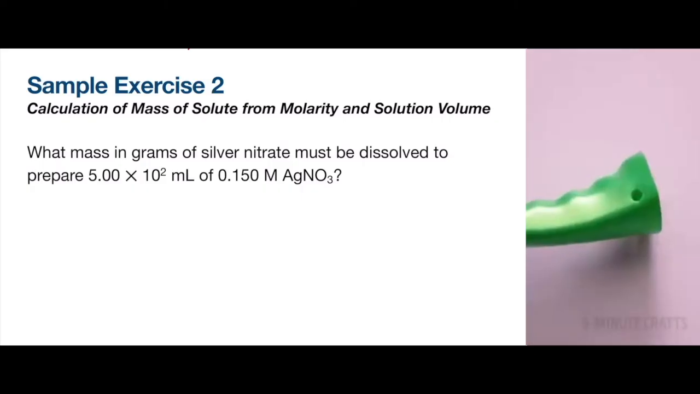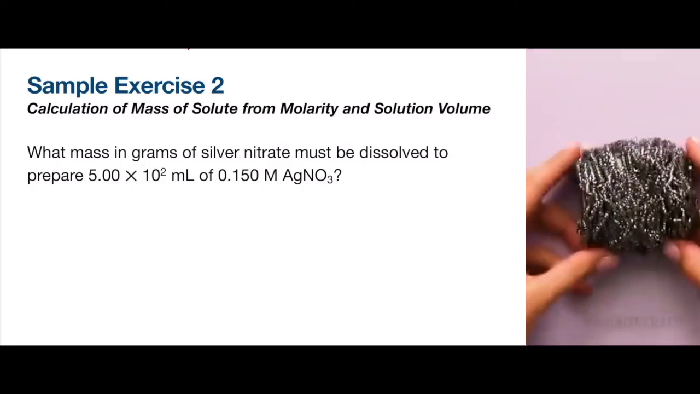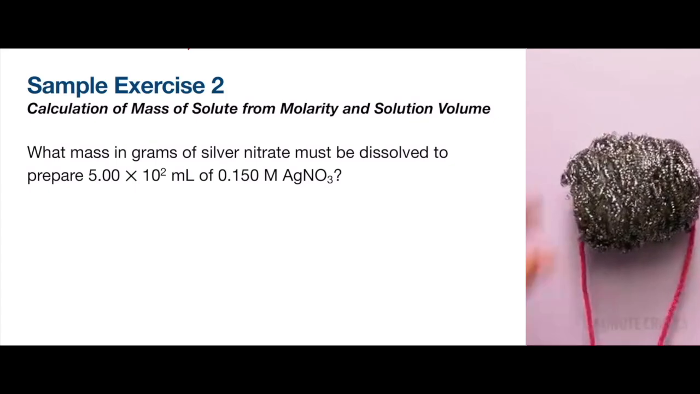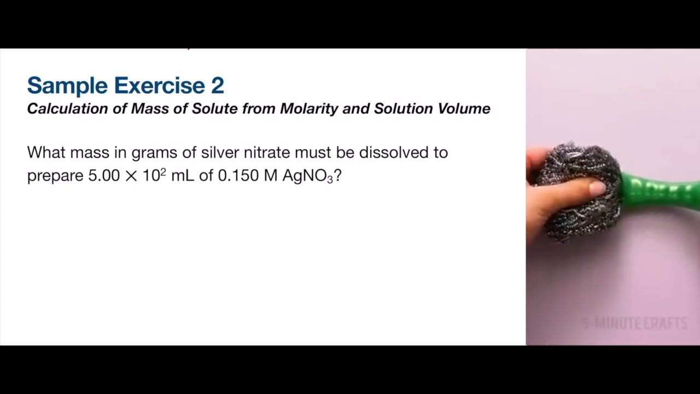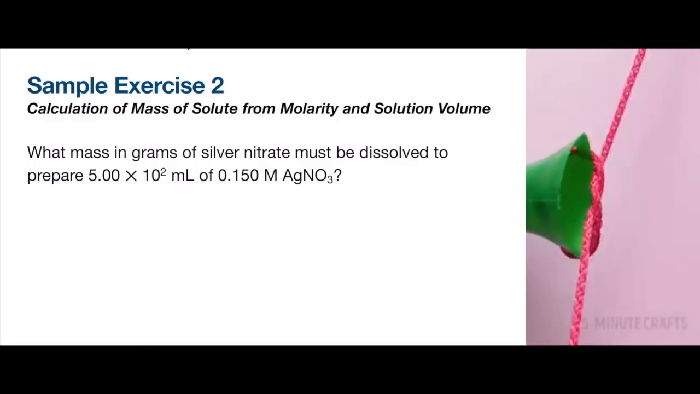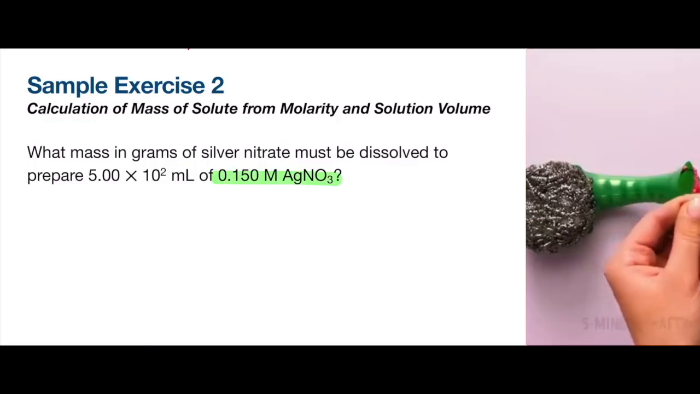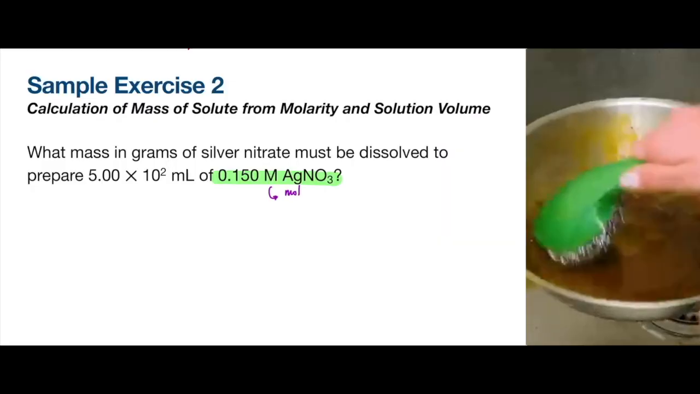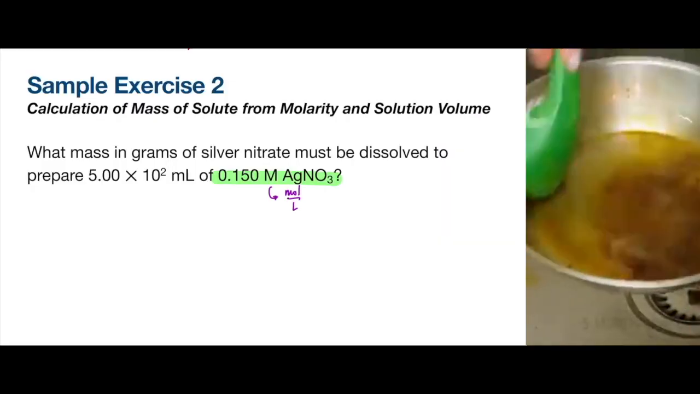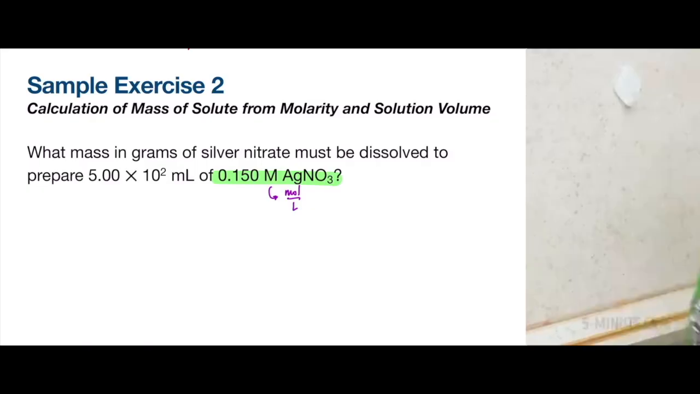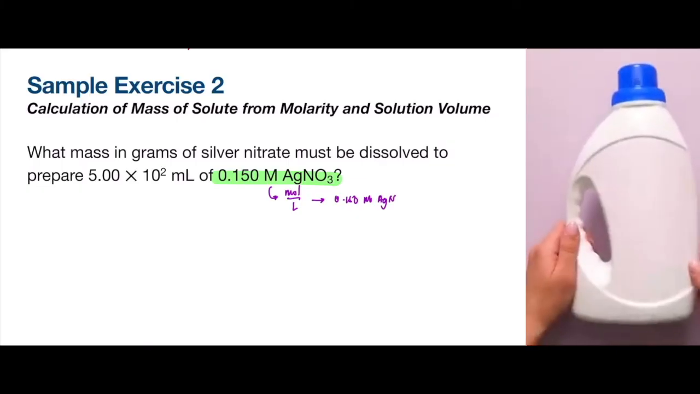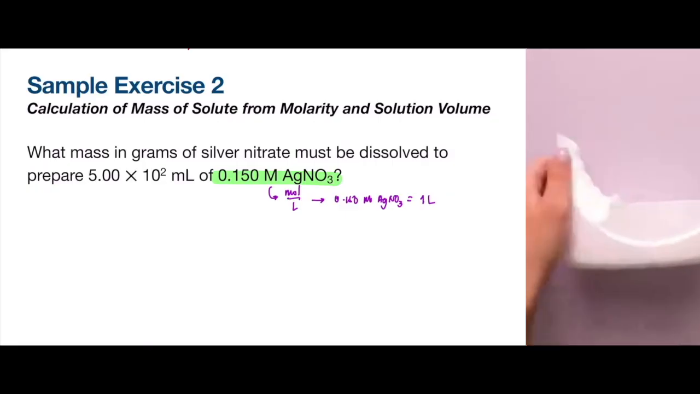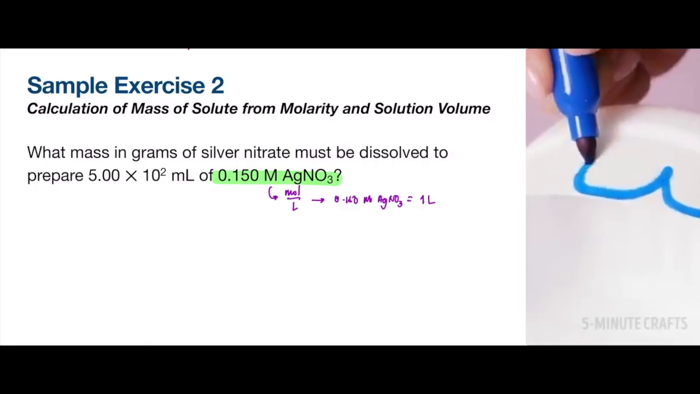What mass in grams of silver nitrate must be dissolved to prepare 5 times 10 raised to 2 ml of 0.150 molar silver nitrate? So when you have a ratio as a given quantity, and that ratio is the molarity, the ratio of moles per liter, we can write it automatically as an equivalency or a conversion factor, wherein 0.150 moles of AgNO3 is equal to 1 liter of solution. So we can then clearly see the two conversion factors that result from the equivalency.